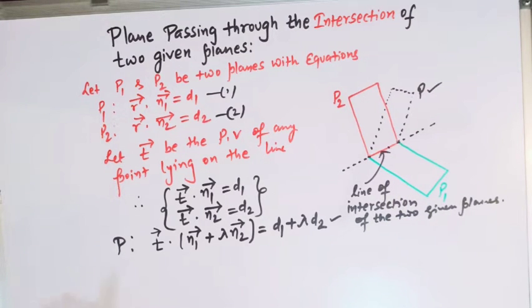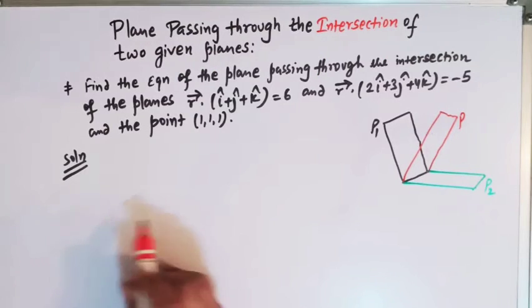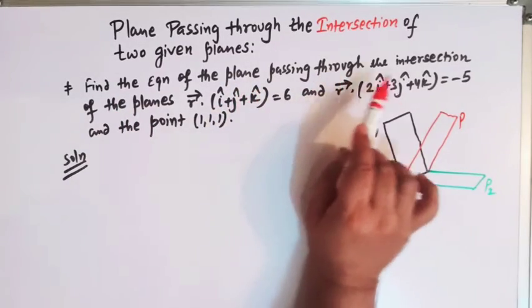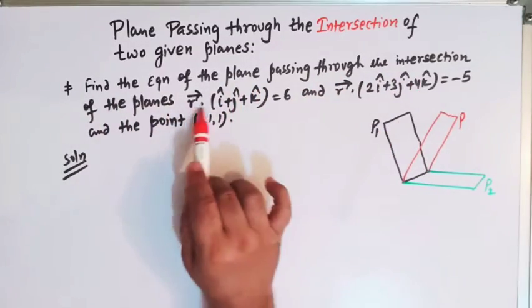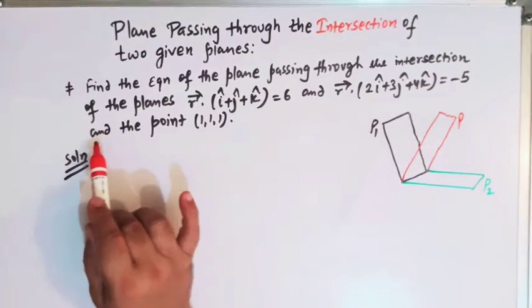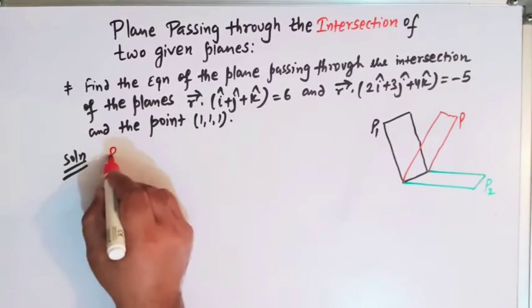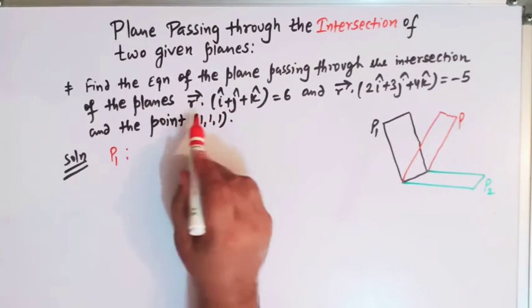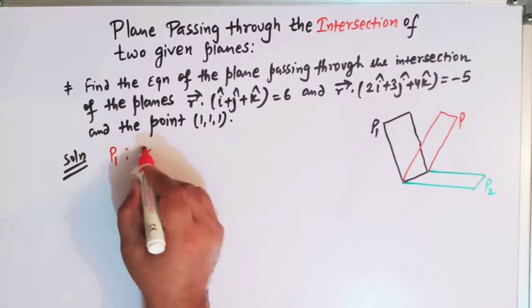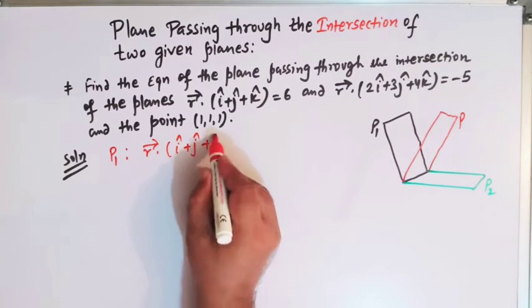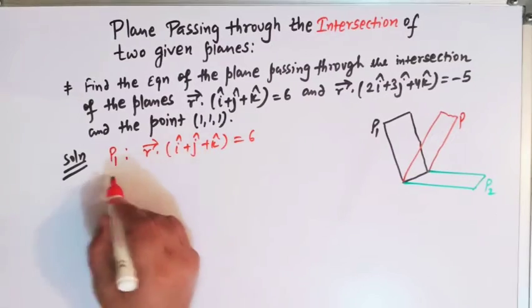Right? So viewers, let us take some problems. Now viewers, let us take this problem. Find the equation of the plane passing through the intersection of this plane and the point 1, 1, 1. So here we are given the vector equation of the two planes, and this is the plane P1.